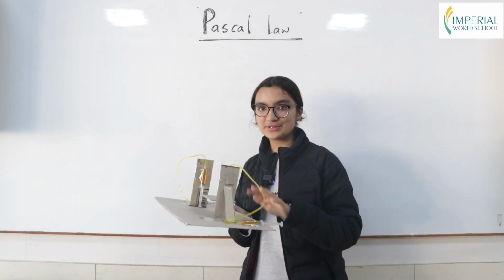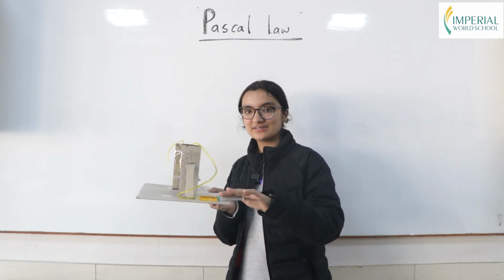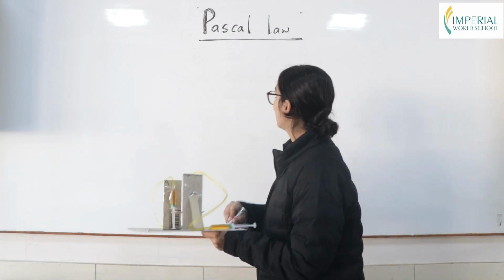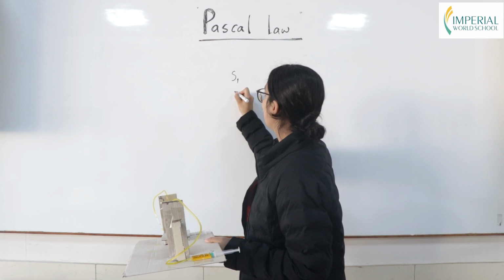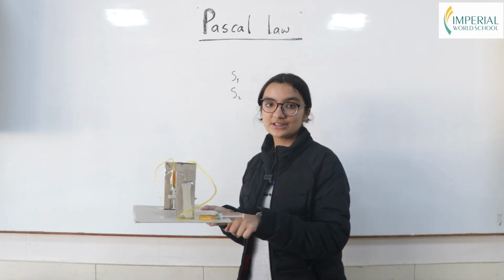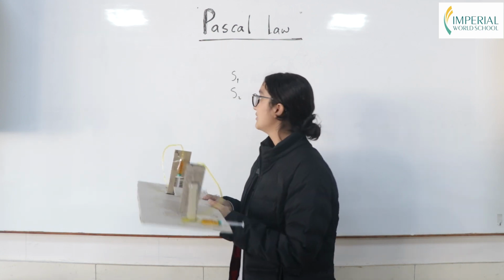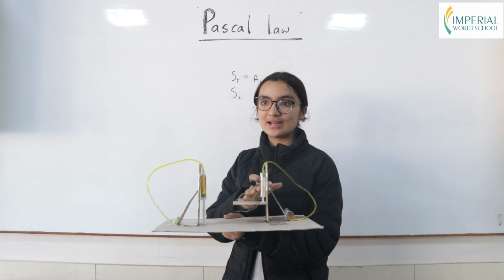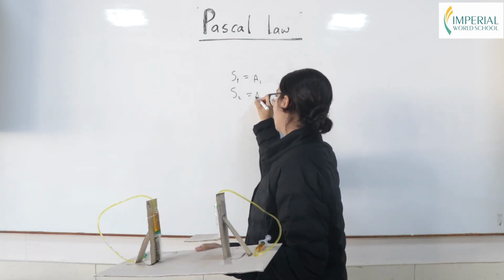In this model, we have two syringes. So here, let us suppose this syringe to be syringe 1 and this syringe to be syringe 2. Let syringe 1 have a cross-sectional area of A1 and syringe 2 have a cross-sectional area of A2.